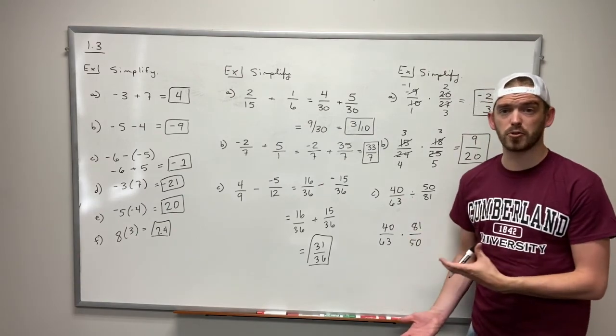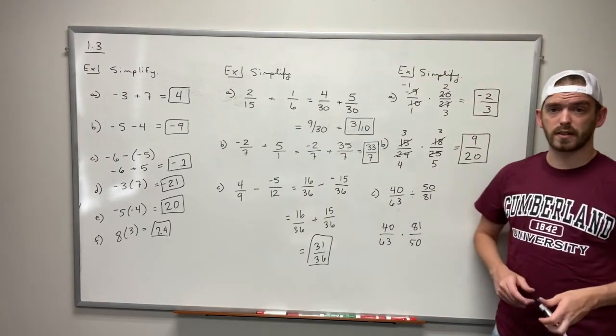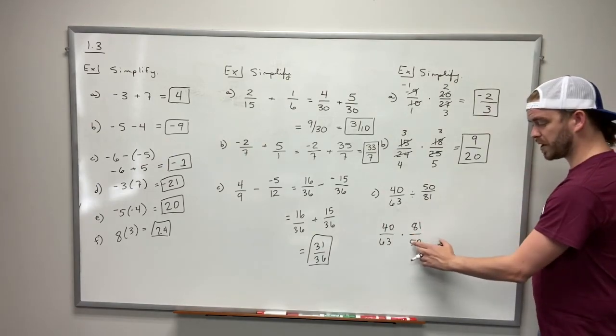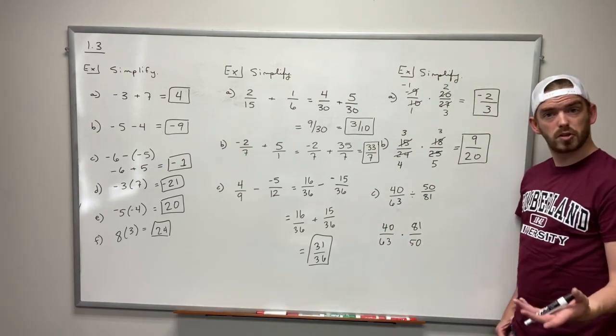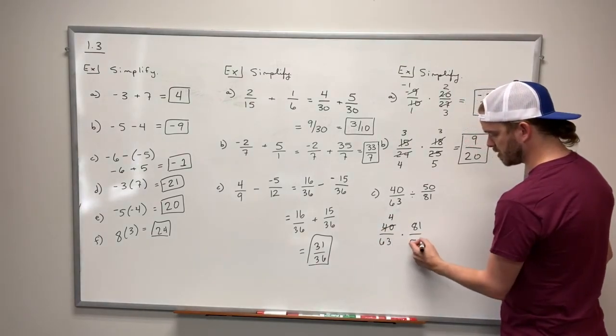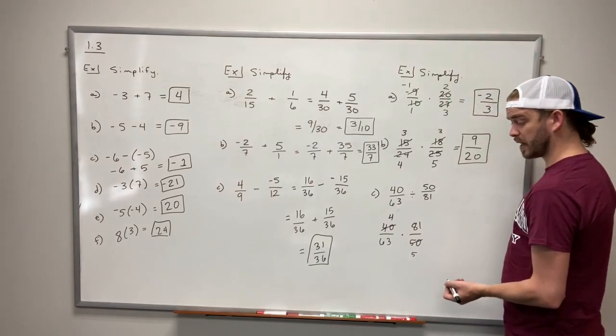And so now you have a multiplication problem, and we can solve that the same way we solved the other ones. Let's see if we can cross-cancel. 40 and 50, what goes into both of those? 10 does. 10 goes into 40 4 times. 10 goes into 50 5 times.